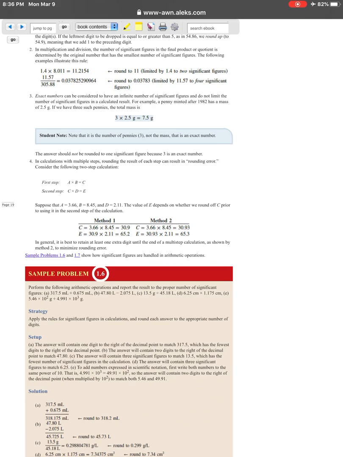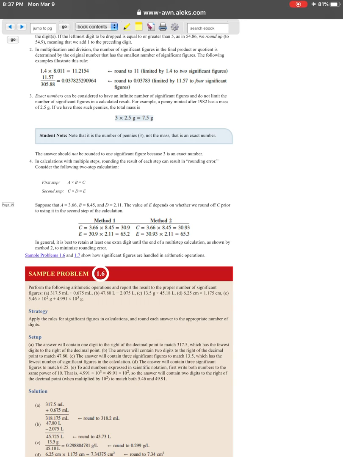Well, in multiplication and division, it's actually simpler than it is in addition and subtraction. The answer gets rounded to a number that has the same number of sig figs as the measurement that has the fewest. Let me say that again. The answer gets rounded to a number that has the same number of significant figures as the measurement that has the fewest number of sig figs.